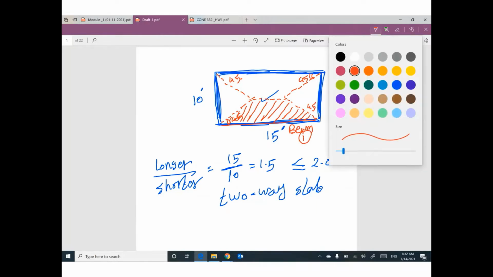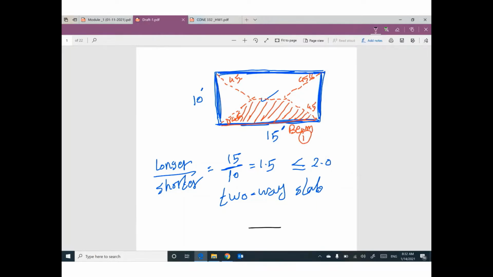So beam number 1 looks like this. Here is the beam, supported here and here by a column at this location and the column at this location. And this beam is supporting a trapezoid like this.